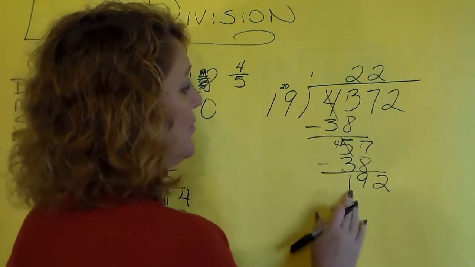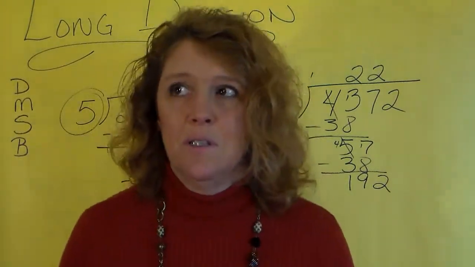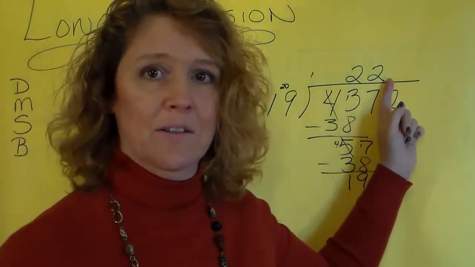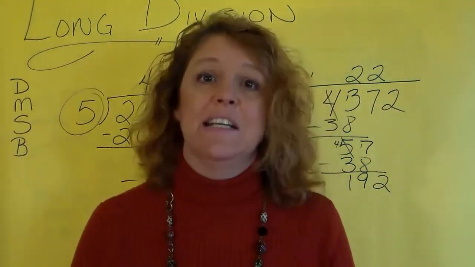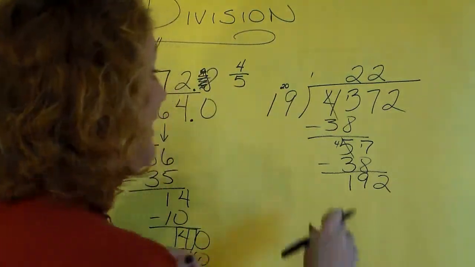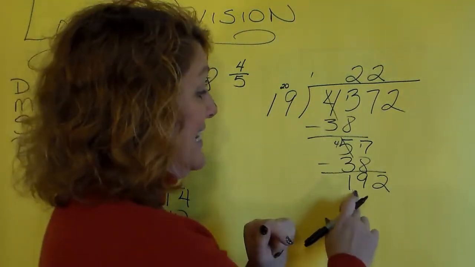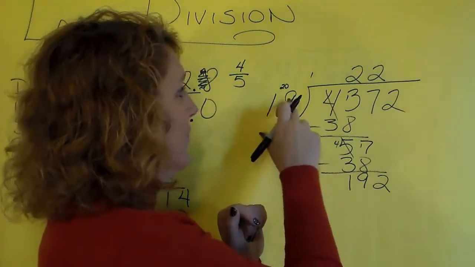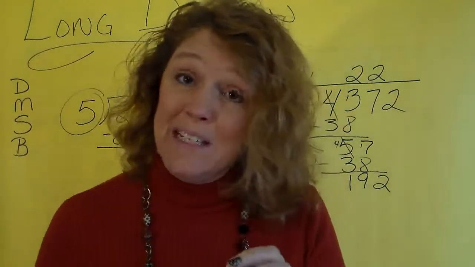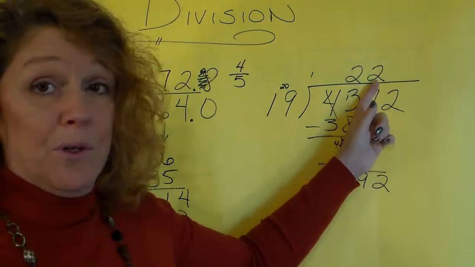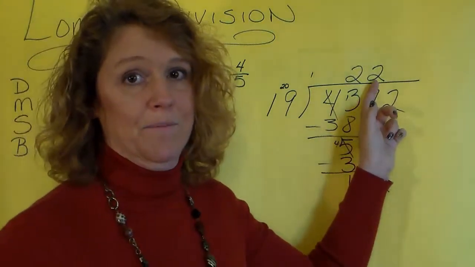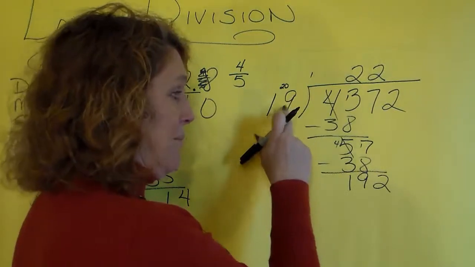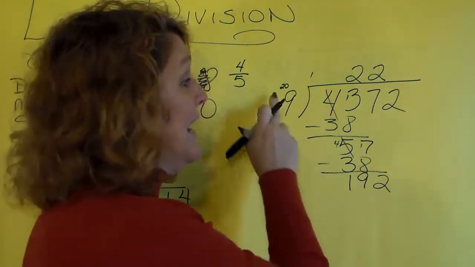Well, 19 goes into 192 10 times. How do I put a 10 here? I can't put a 10 here. The problem is that when I ended up with 19 as an answer, this is the same size or bigger than this number. What it really means is this number should have been bigger. When you get an answer that is either the same number or bigger than this number, it could have gone in another time.